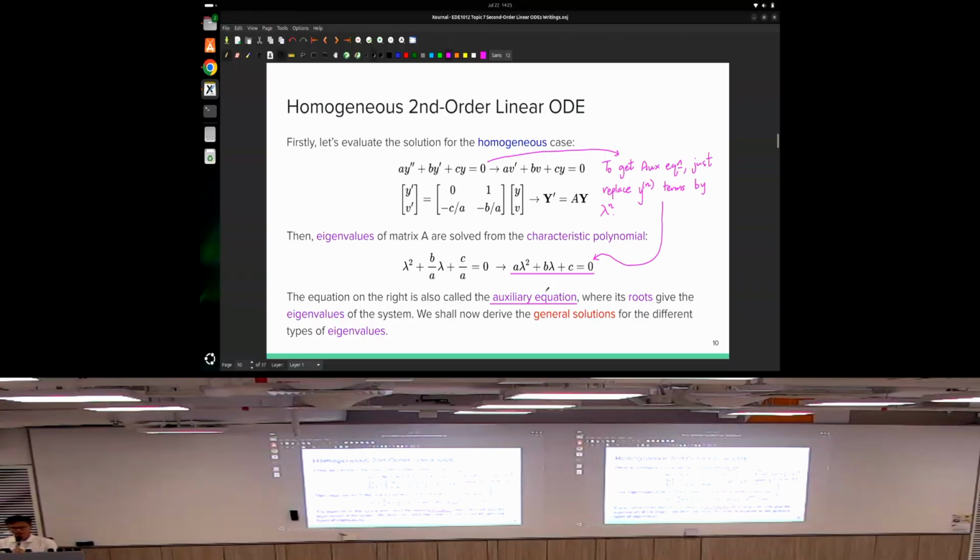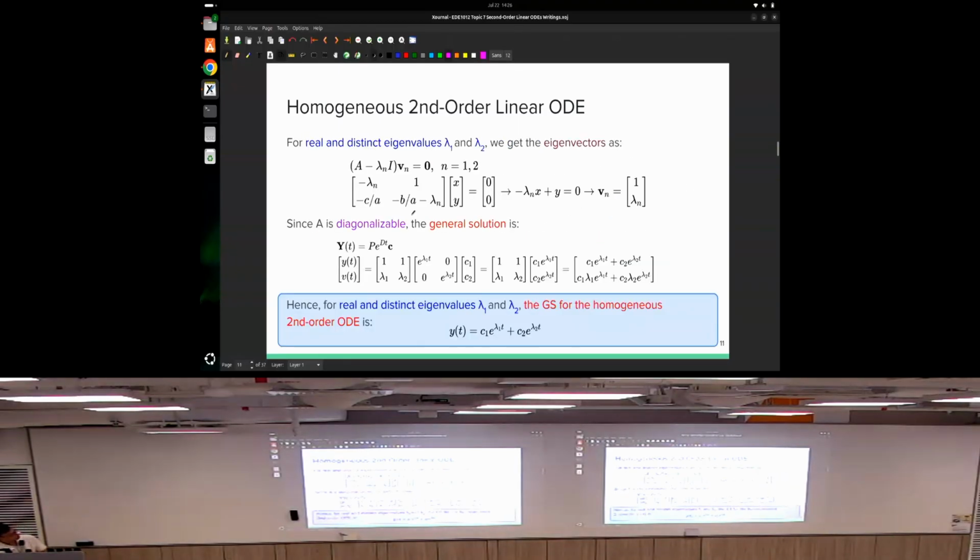So now, eventually, what will be your y of t and v of t? More concretely, you are trying to solve for the displacement function y of t, but along the way, you will also solve for v of t. So it depends really on the type of eigenvalues. Let's look at the first case: if you get real and distinct eigenvalues, that is lambda 1 and lambda 2, what's going to happen is this.